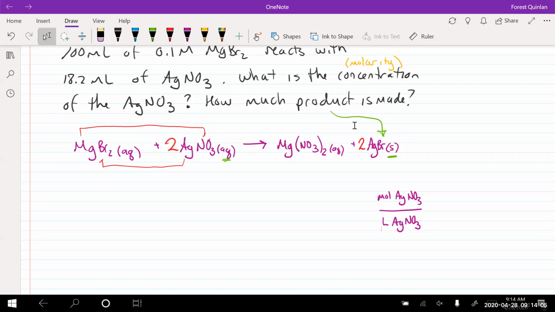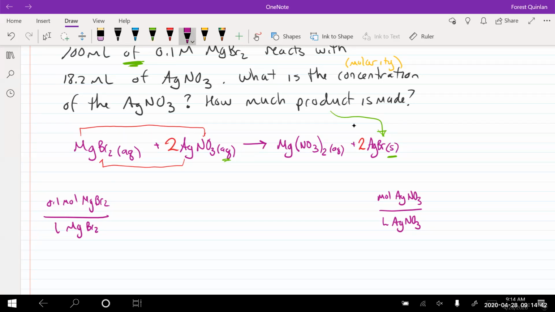So if I see something that I want to get, and there's something already there that I can use, I'm going to go ahead and do that. Just like if you want a mass, you're going to start with that mass. If you want a molarity, you almost always want to start with that molarity. So I'm going to start with the 0.1 moles of MgBr2 per liter of MgBr2. And we're going to remind ourselves, math is telling us what to do. Math is telling us to multiply those so we can get rid of our volume.